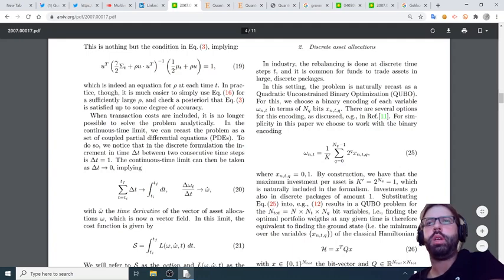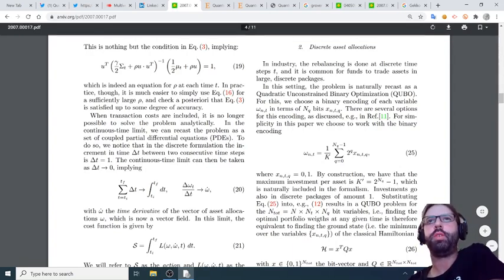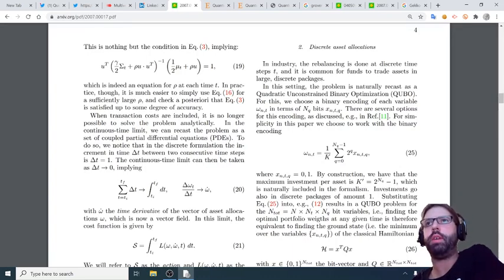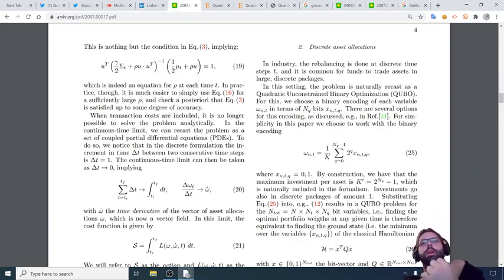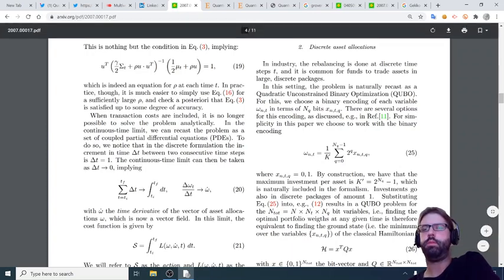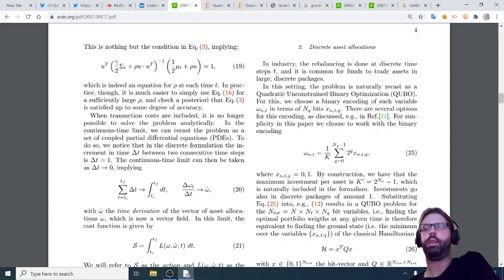What is n_q? So bits x_ntq of n_q. There are several options for this encoding, as discussed for example in reference 11. For simplicity in this paper, we choose to work with a binary encoding where the variables can be 0 or 1. By construction, we have that the maximum investment per asset is... okay, so it's like you invest in everything. Yeah, that would be like investing in everything, which is naturally included in the formalism. Investments go also in discrete packages of amount 1.